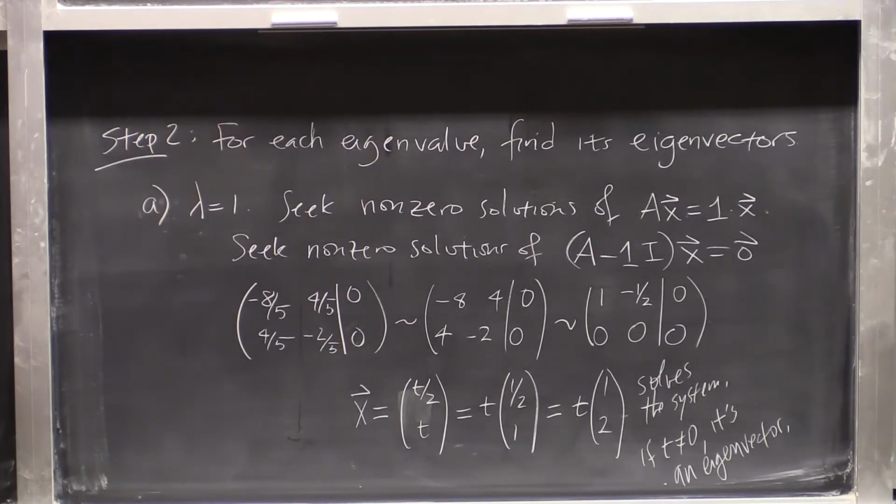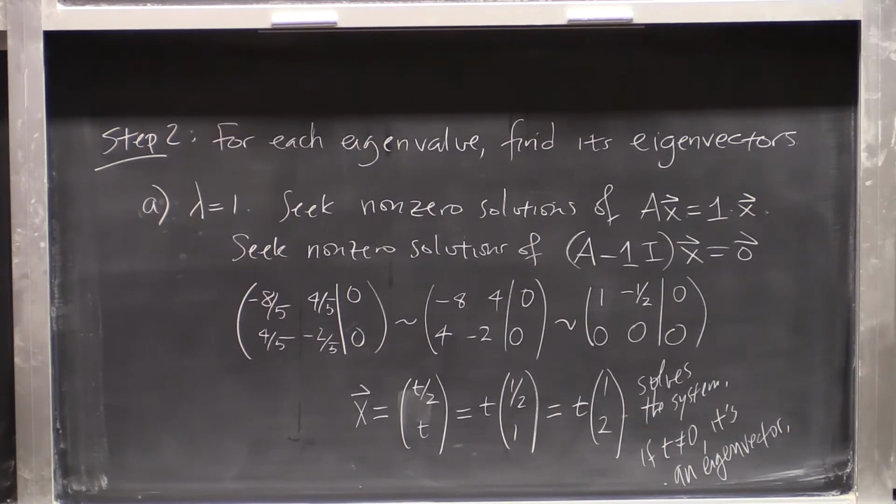Are we happy? Did we get what we expected geometrically? Yes. Okay, second step. Lambda is equal to minus 1. So now I seek non-zero solutions of (A minus -1 times the identity) times x is the 0 vector.